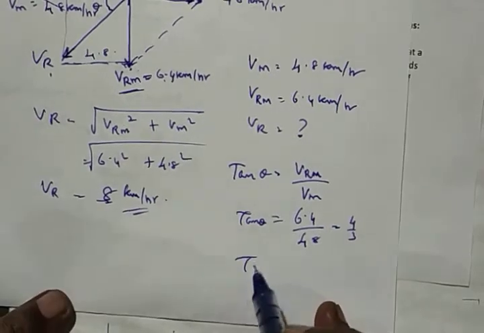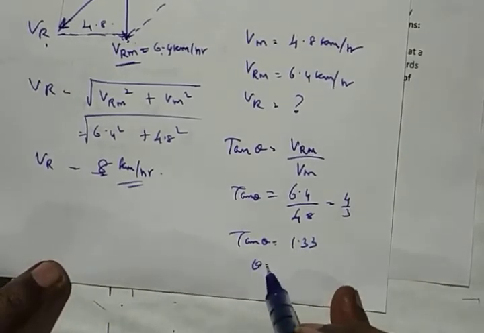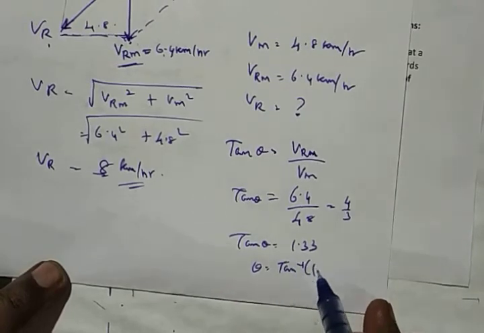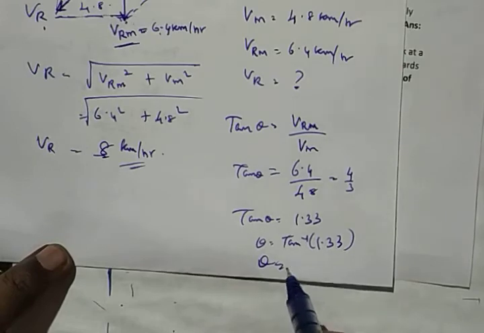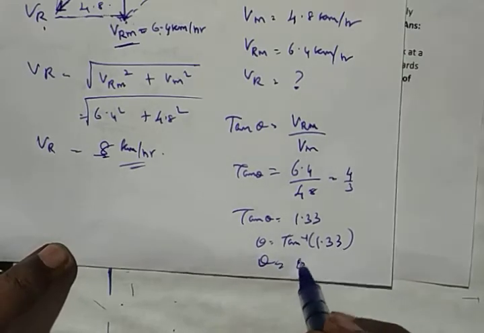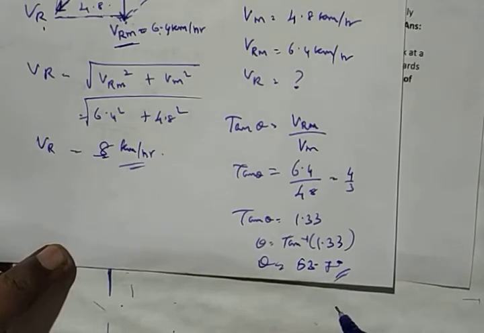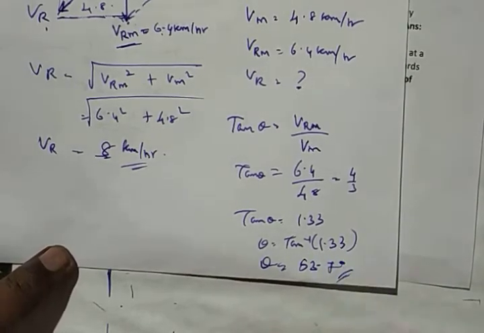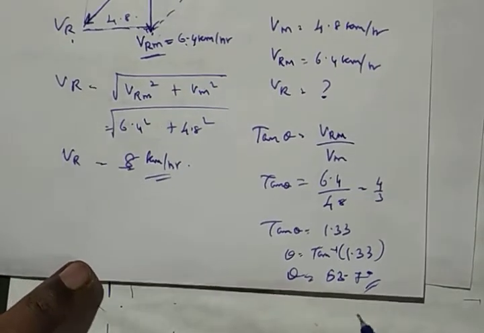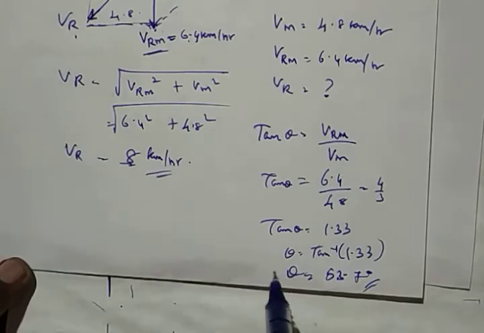So tan theta is going to be equal to 1.33. So theta is going to be equal to tan inverse of 1.33. So finally theta is going to be equal to 53.7 degrees, you will get. If you put 1.33 and press tan inverse in the calculator, you will get this also. Okay, with that this problem reaches its final result.